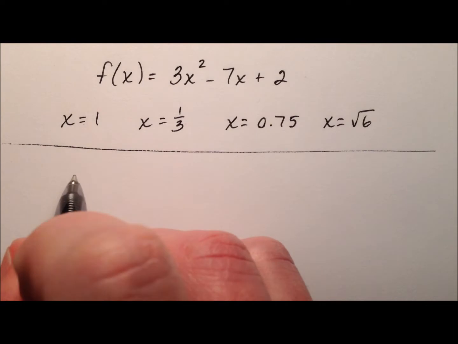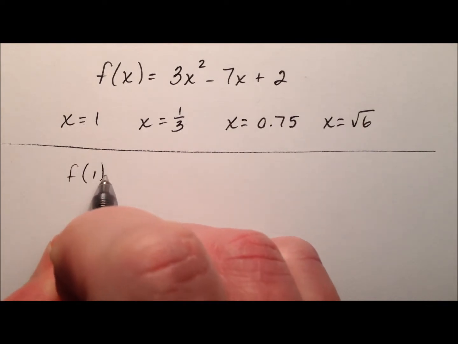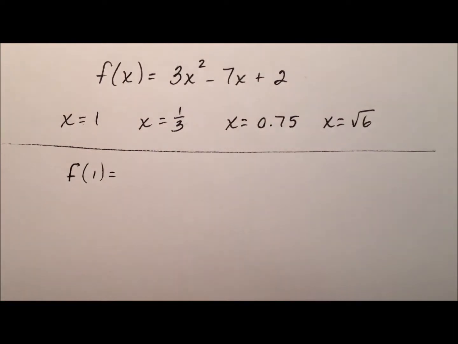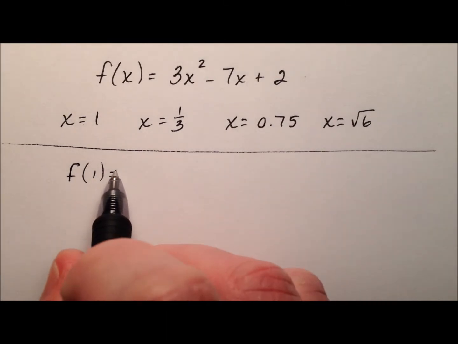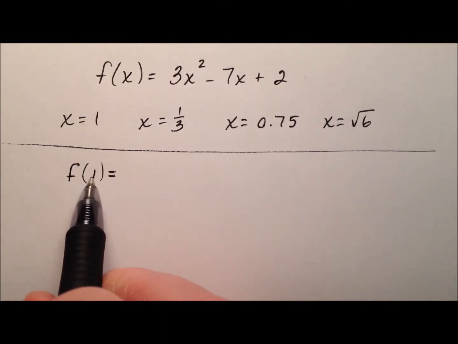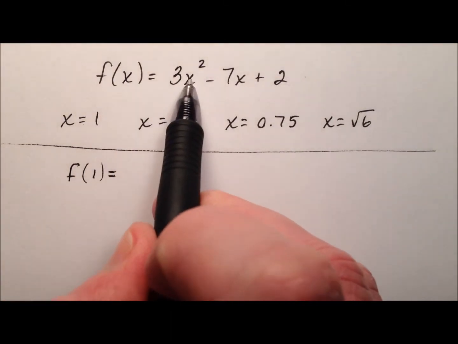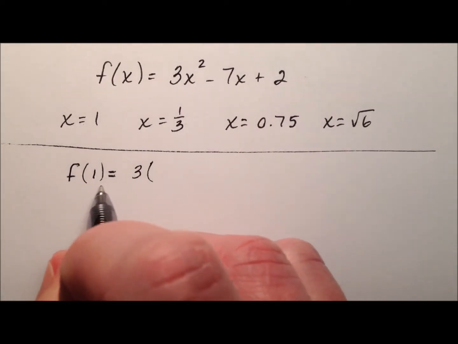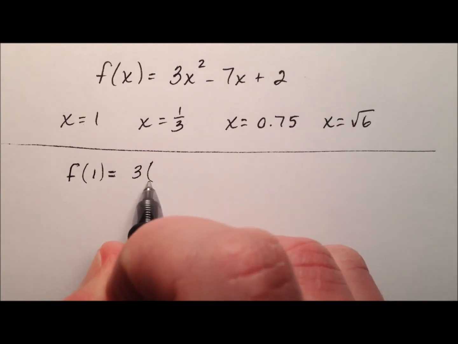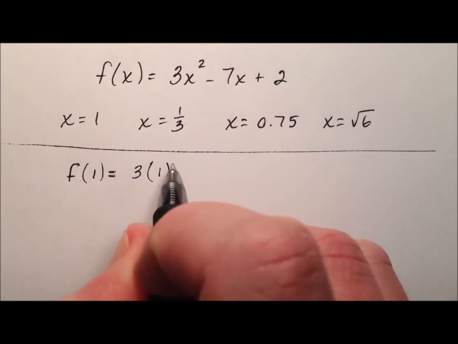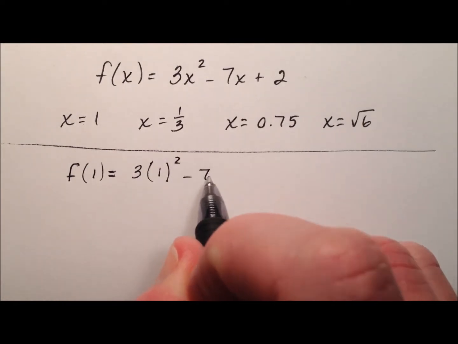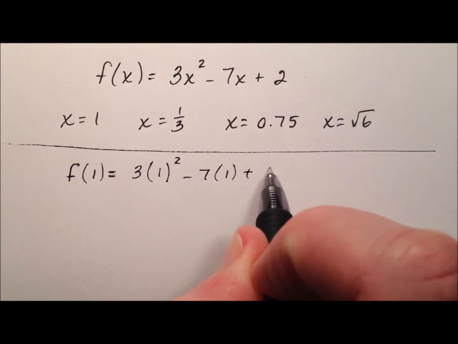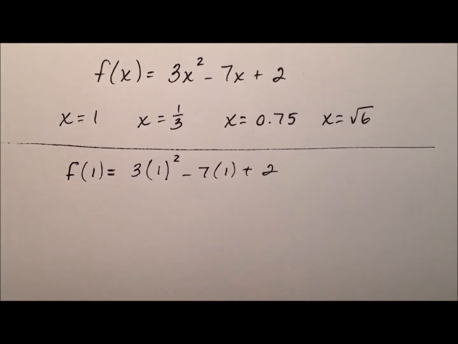So let's go ahead and do f at 1 first. And that one should not be too bad at all. Okay, so when we evaluate here, we're just taking this 1 and we're going to plug it in for x, and that's every single x that we see. So it'll be 3 times, and remember when you plug things in, always use parentheses. So put that 1 in parentheses, square it, minus 7 times 1 in parentheses, and plus the 2 right there.